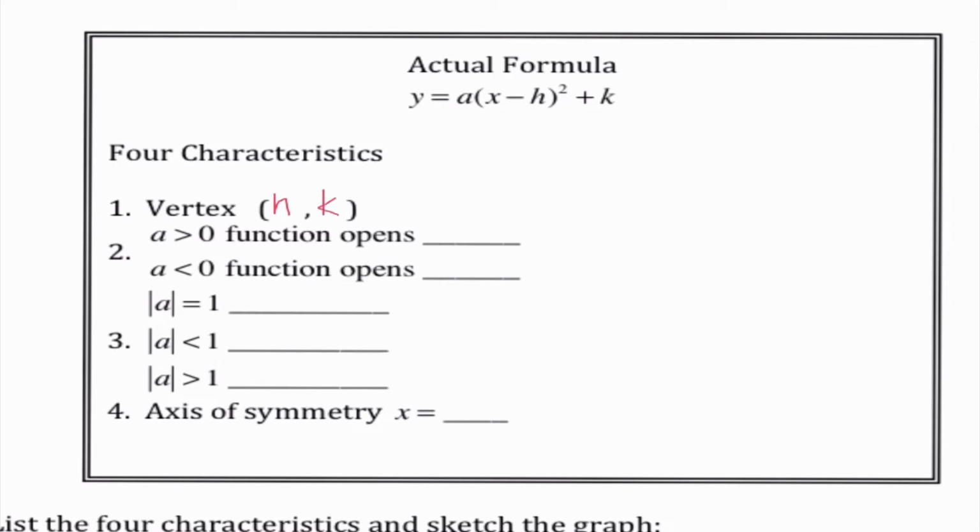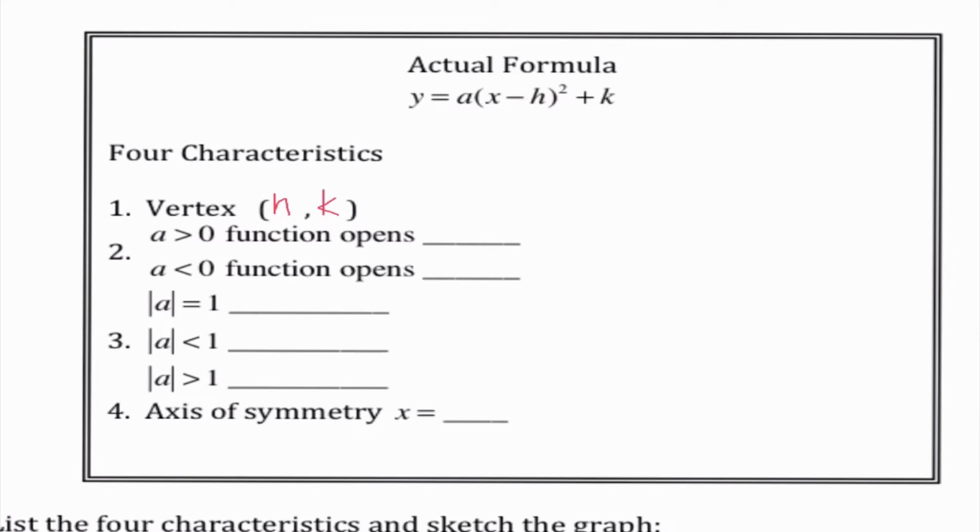The first characteristic that we are going to be talking about is the vertex. And our vertex is (h, k). And we learned that that's coming from these 2 values. Notice this is minus h. That's why this is always the opposite. So when it said x minus 2, we put a 2. If it said x plus 5, we put -5.